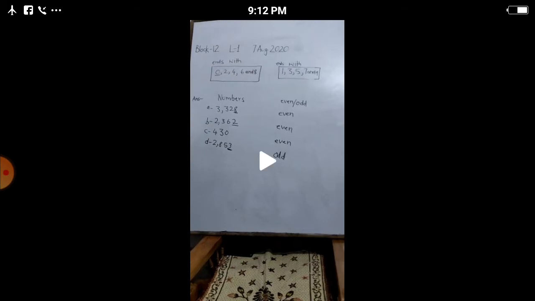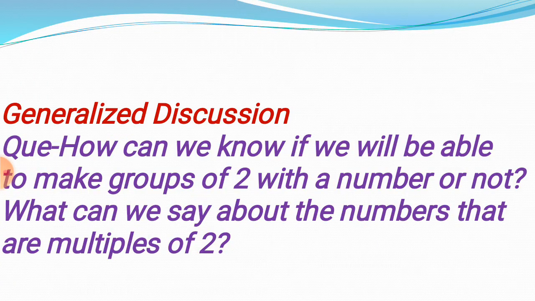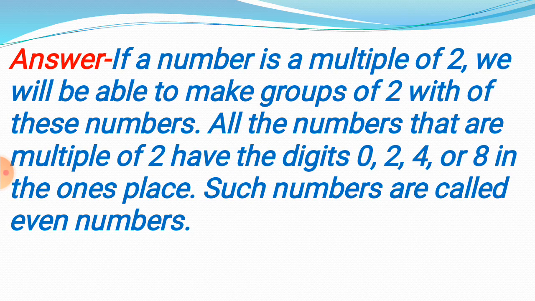So children, this is the next question. How can we know if we will be able to make groups of 2 with a number or not? What can we say about the numbers that are multiples of 2? Children, we have discussed. This is the answer. If a number is a multiple of 2, we will be able to make groups of 2 with these numbers, and all the numbers that are multiples of 2 have the digits 0, 2, 4, 6 or 8 in the ones place. Such numbers are called even numbers.